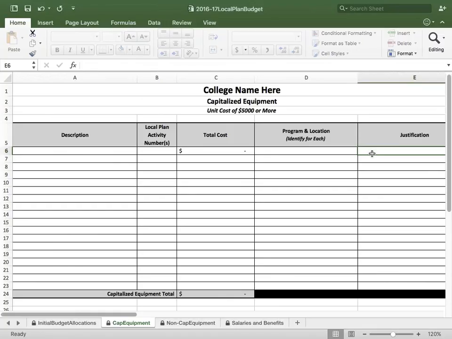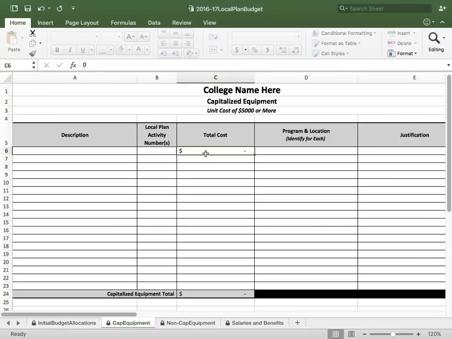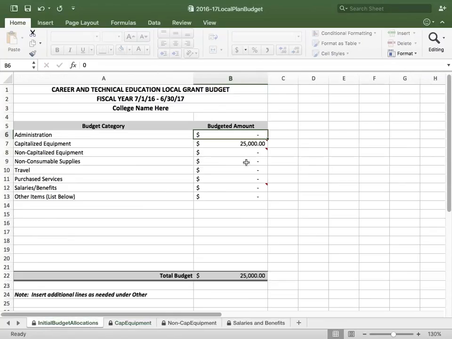So let us know, hey, this is a new piece of equipment, or we're updating and modernizing what we're doing. But justification, the more information you can give about why this equipment is needed, the better we are able to make those determinations. Moving down the list, once you type in a number here, so for example, if I have $25,000 here, when I come back to my initial budget, it will auto put in the amount that you need.